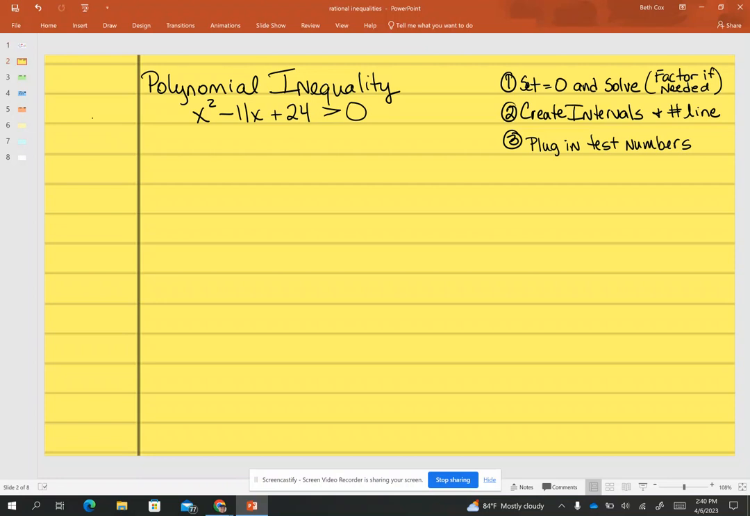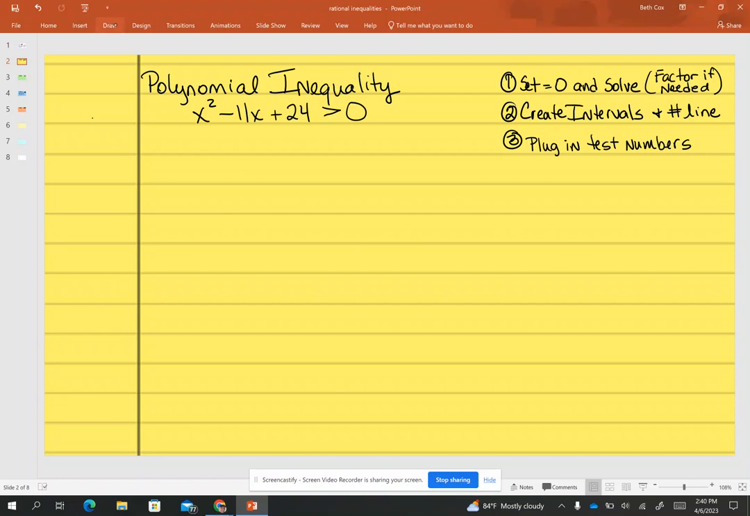This one is a quadratic, and we've done these before. We're going to set it equal to 0 and solve it, factor if needed, and with each one of these answers that we get, we're going to create intervals on our number line. Then we're going to plug in test numbers.